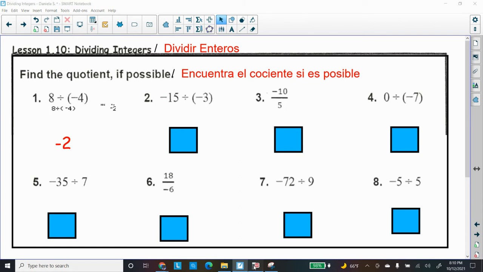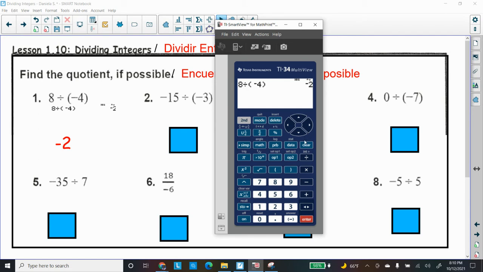Okay, I'm going to get my calculator back. Let me clear that out. And negative 15 divided by parenthesis, negative 3, parenthesis, and press enter, and I get 5.